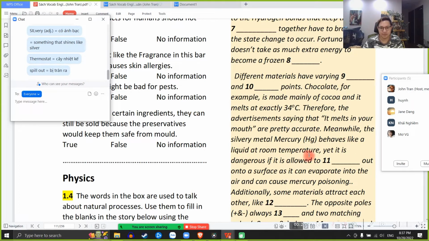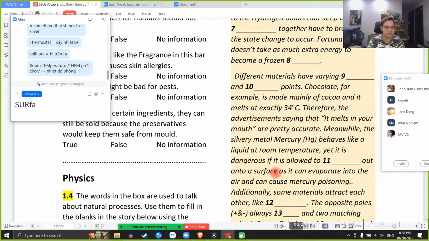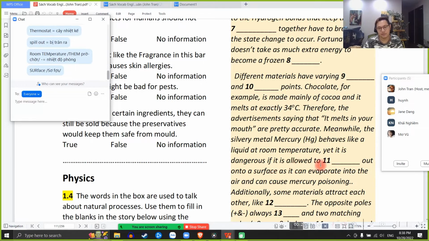It behaves like a liquid at room temperature. Nó hành xử như là một chất lỏng ở nhiệt độ phòng. Room temperature. Nhiệt độ phòng, thì nhiệt độ phòng thì nó sẽ là như chất lỏng. Yet, dù gì đi nữa, it is dangerous if it is allowed to flow out onto a surface. Nó sẽ nguy hiểm nếu nó được cho phép là nó flow out, nó chảy ra một cái bề mặt nào đó. Bởi vì nó có thể evaporate.